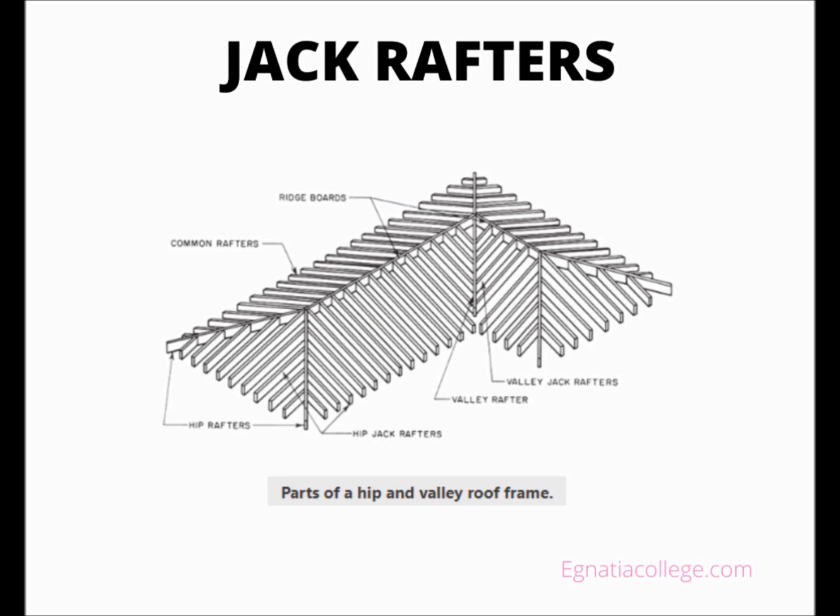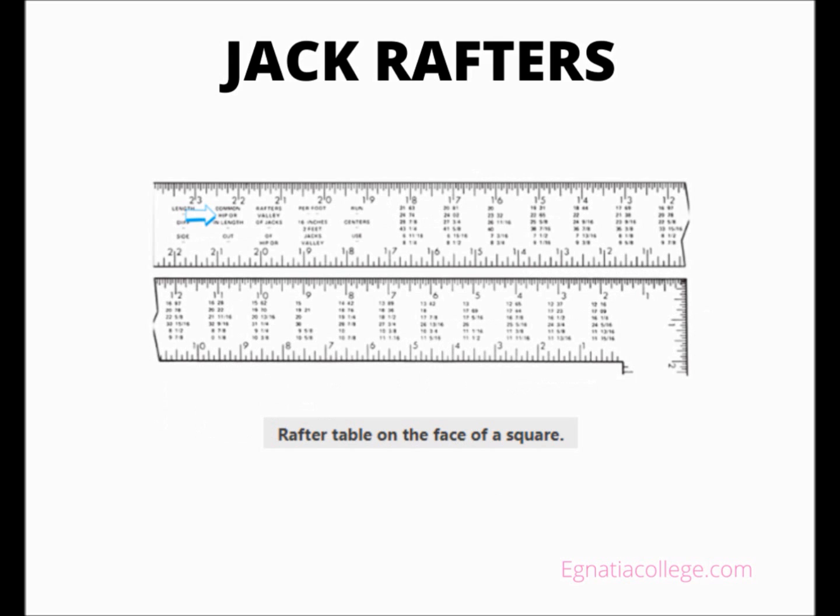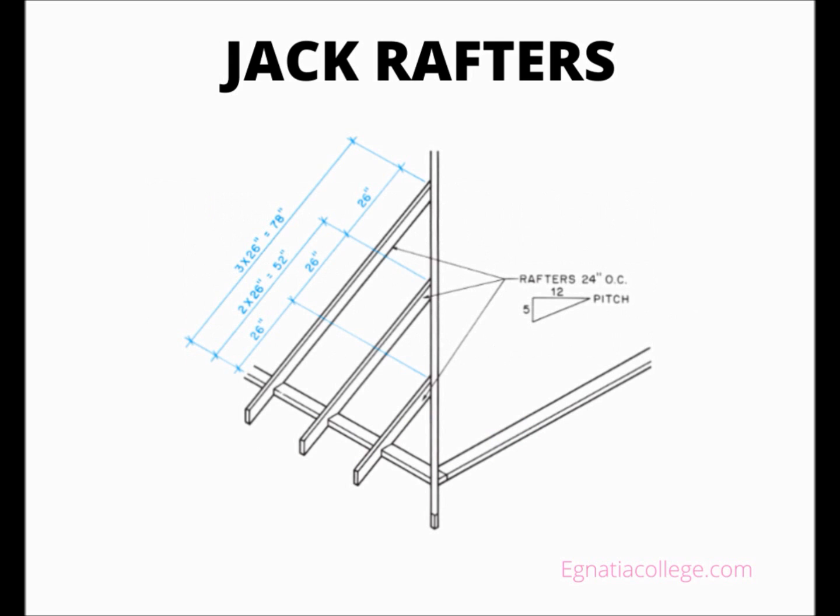Jack rafters. Rafters that extend from the wall plate to a hip rafter are called hip jack rafters. Those that extend from a valley rafter to the ridge board are called valley jack rafters. The third and fourth lines of the rafter table on most framing squares are used to calculate the length of jack rafters. The length of each jack rafter in a roof varies from the length of the one next to it by the same amount. The amount of this variance depends on the spacing of the rafters and the pitch of the roof.